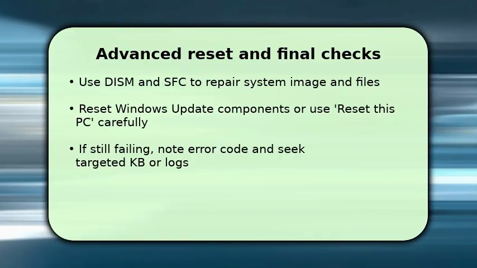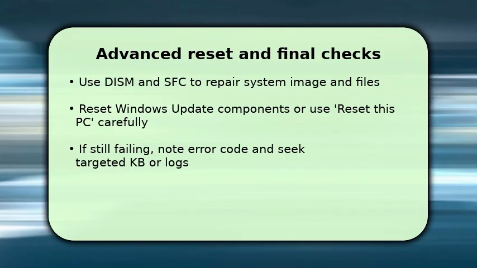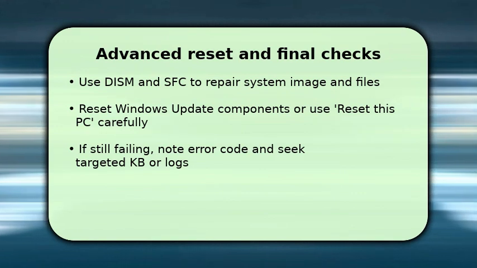Finally, check Update History and the Windows Update log. If an error code persists, record it and search the specific Microsoft KB or event logs for that code. One troubleshooting tip: try a clean boot before rerunning updates.